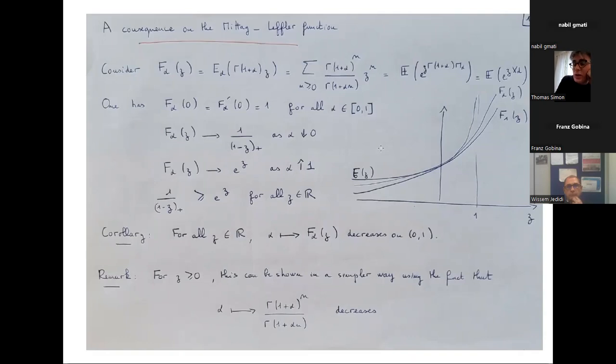So what you can get with the convex ordering is a non-trivial fact for z negative, that the mapping which associates f alpha of z to alpha is monotonous, which means that the collection of curves are perfectly well ordered between the exponential curve and the hyperbolic curve.